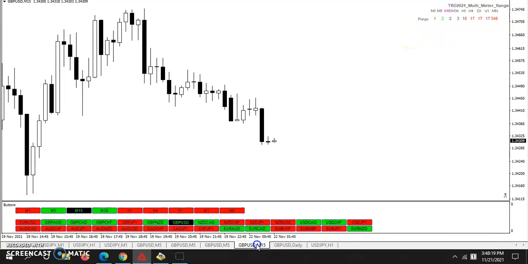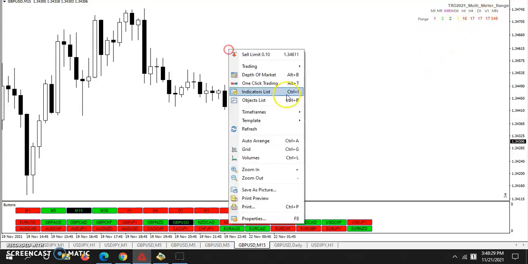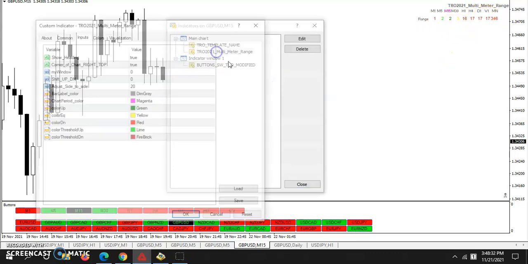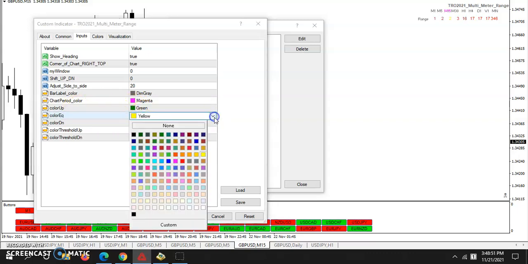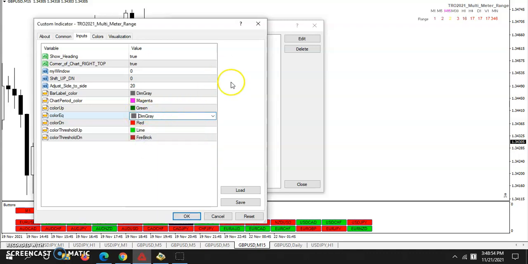The next one is one I use a lot, it's the range. I've updated it for 2021. You notice it's these colors here. The cool thing is it tells you if it's not breaking out of the previous range. In other words, let's say the previous range was 5 and this range is only 4, then you're just going to basically get your up, equal, and down candle colors. I don't know why I didn't make that default dim gray.